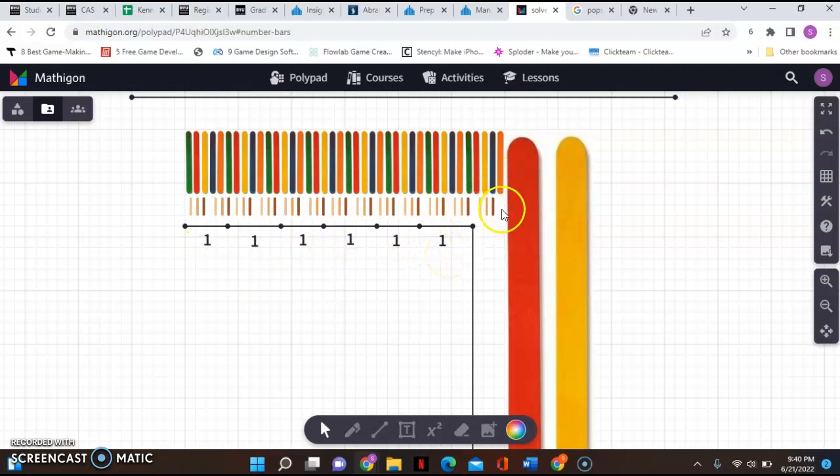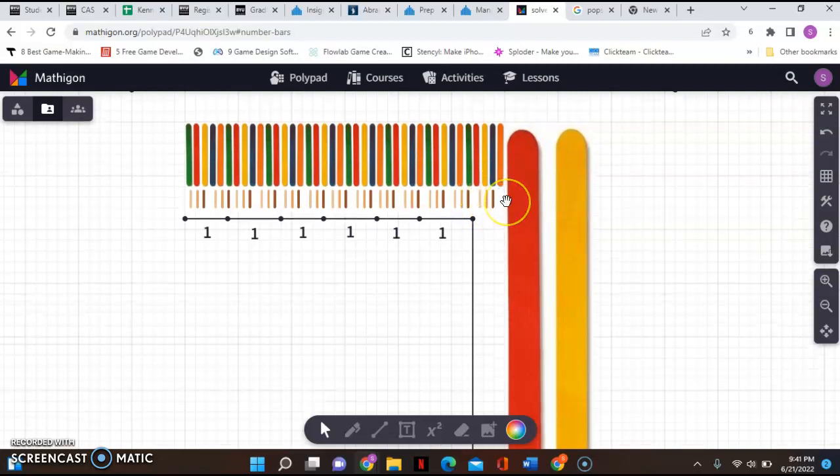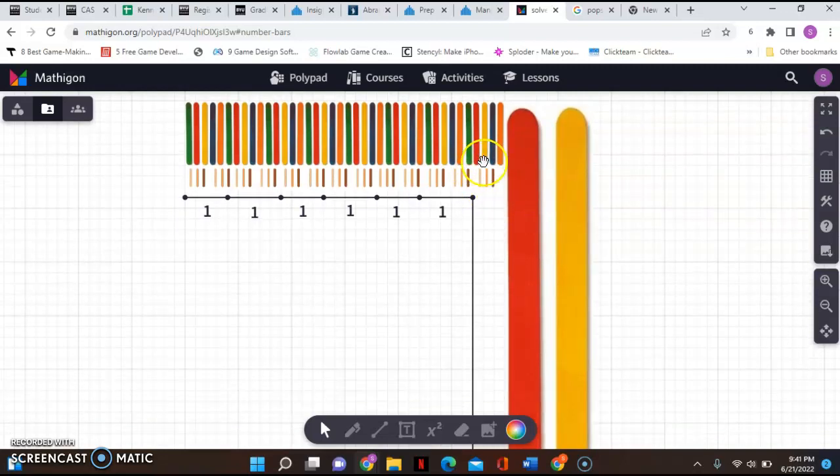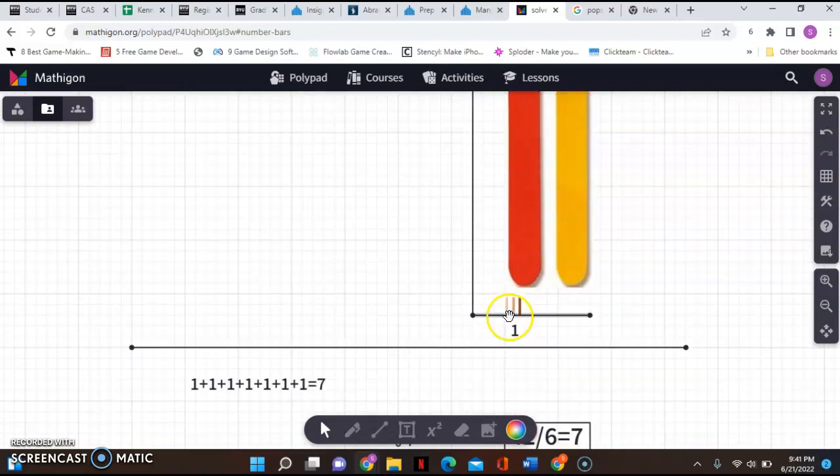And this here is a complete group because we have 1, 2, 3 popsicle sticks representing these 3 here. And then 1, 2, 3 is represented by this group of 3 down here. So this represents 1 in total.